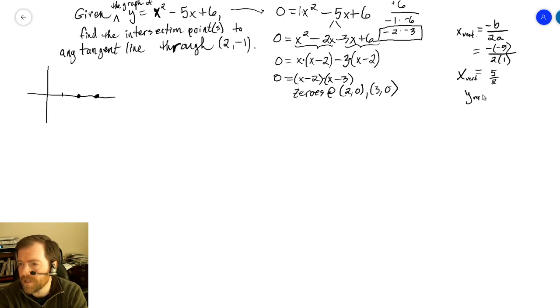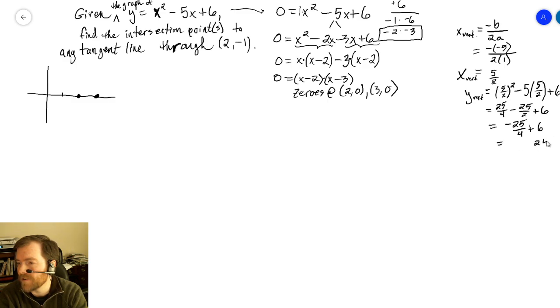And then the y for the vertex, we're just going to plug in 5/2 squared, not running off the page, good, minus 5 times 5/2 plus 6. This is going to be 25/4 minus 25/2, and like I said, I know this is getting a little pedantic maybe, but 25/4 is half of 25/2, so that's going to be a -25/4 left over, plus 6. 6 is 24/4 plus a -25/4.